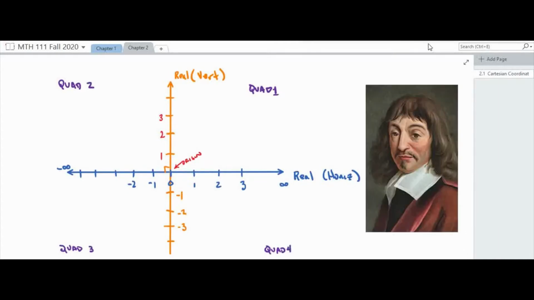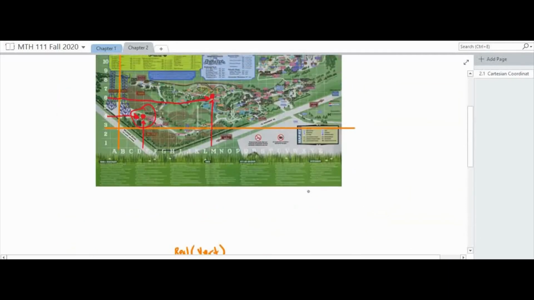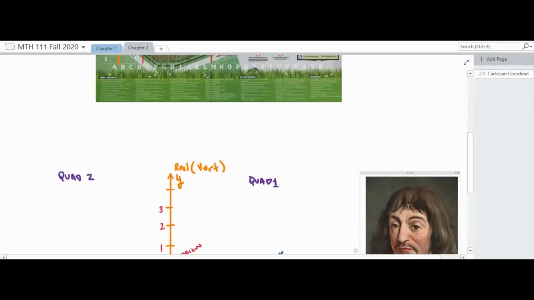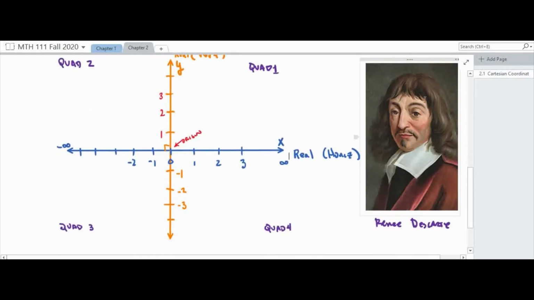A fellow by the name of René Descartes formalized this idea of 2 perpendicular real axes, and he decided, let's call the orange one the y-axis, and let's call the blue one the x-axis. So we started using that approach.